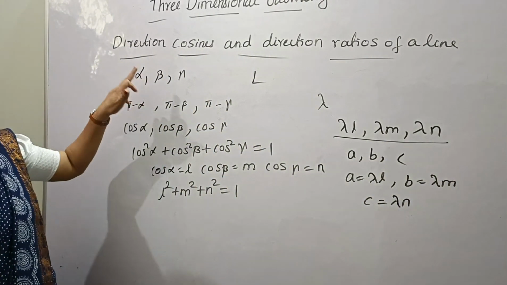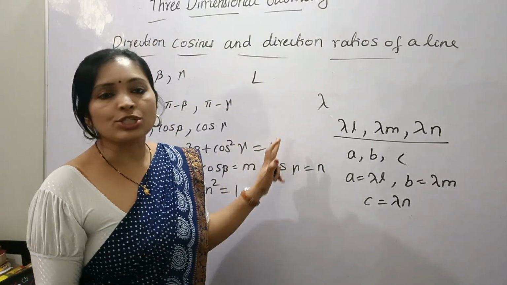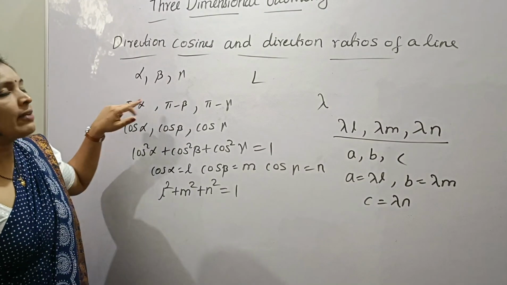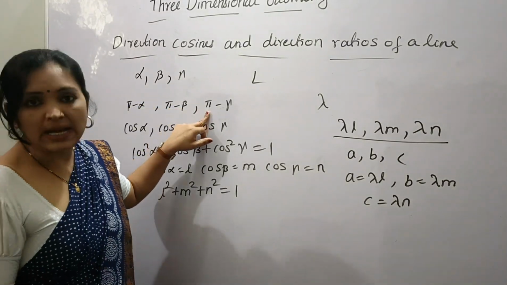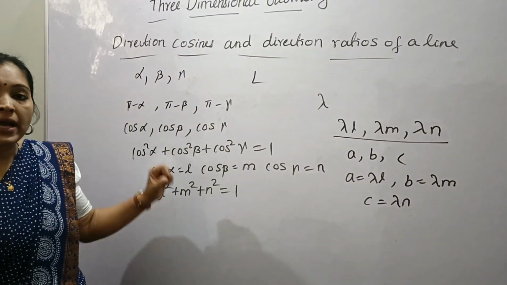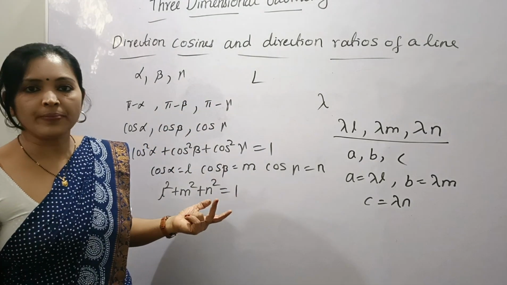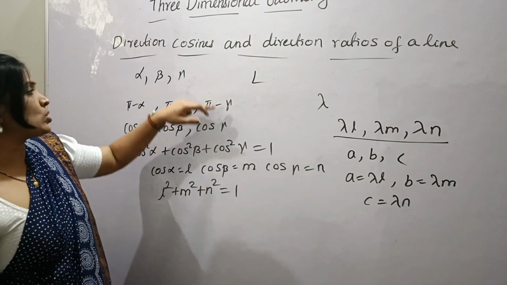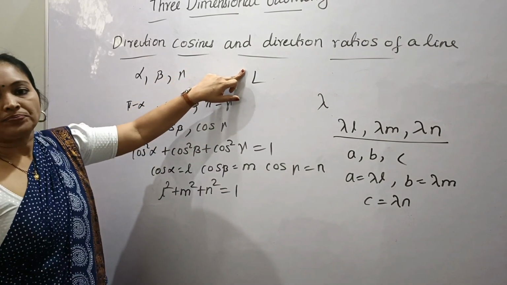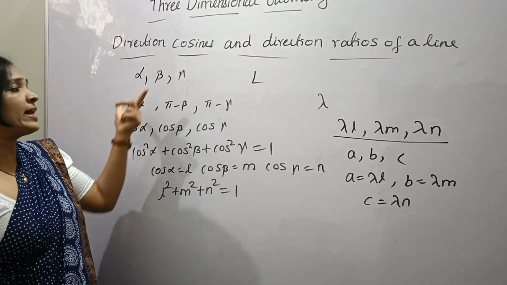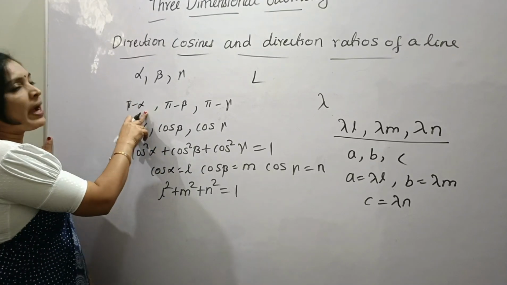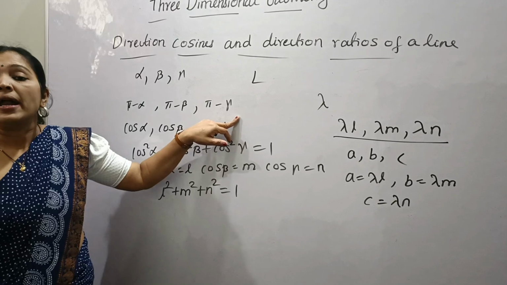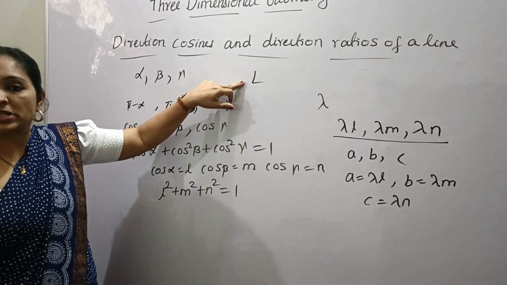Alpha, beta, gamma are the direction angles of the directed line L, and pi minus alpha, pi minus beta, pi minus gamma are the direction angles of L in opposite direction. And cos alpha, cos beta, cos gamma are the direction cosines of the line L. If it is in opposite direction, what are the direction cosines? Cos of pi minus alpha, that is minus cos alpha, minus cos beta, minus cos gamma are the direction cosines of the line in opposite direction.